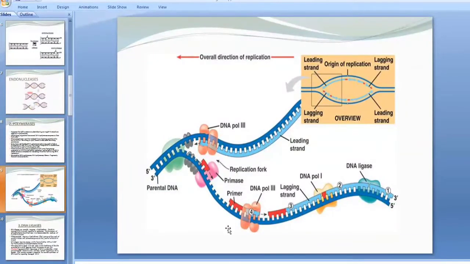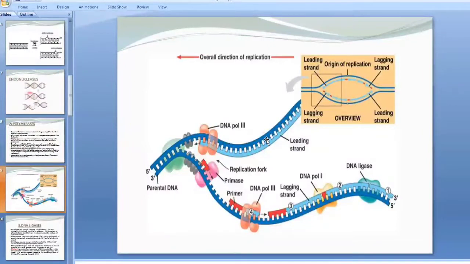Here you can see two types of strands. Of course, this is the parental strand, the dark blue colored one. This strand is in the 3 prime to 5 prime direction, whereas in the upper region you can see the strand is in the 5 prime to 3 prime direction.